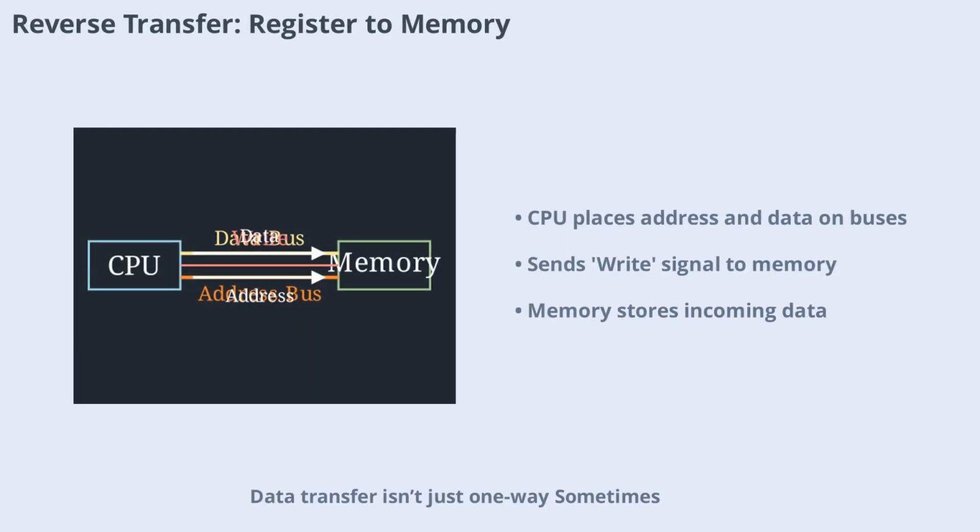Data transfer isn't just one way. Sometimes the CPU needs to write data from a register back into memory. This process is similar but uses a write control signal. The CPU places the memory address and data on their respective buses, then signals the memory to store the incoming data. This ensures that processed information can be saved for later use.